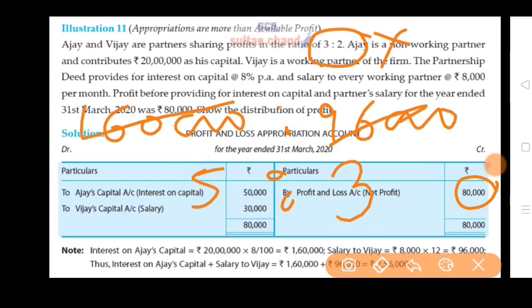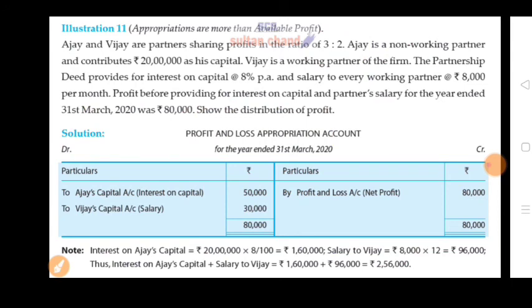So we will distribute this 80,000 in the ratio 5:3. 80,000 into 5 by 8 is 50,000. 80,000 into 3 by 8 will be 30,000. So we will give 50,000 to Ajay and 30,000 to Vijay. So we find the appropriation ratio and we distribute profit in the appropriation ratio.